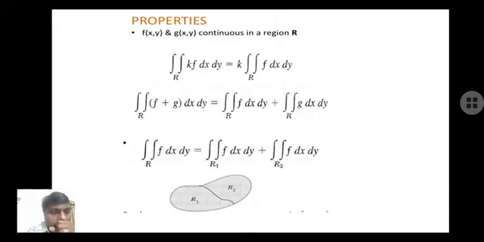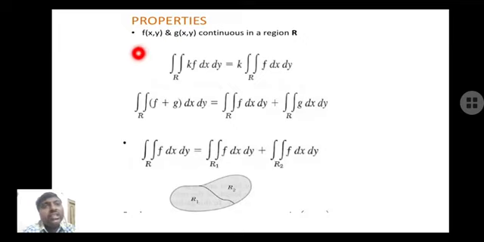Okay. We have various applications, so later on we will discuss those applications. For solving the double integration, we require some properties of double integration as well. I will discuss some of the properties here.